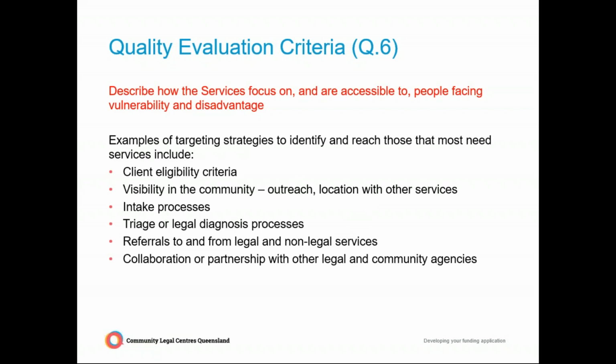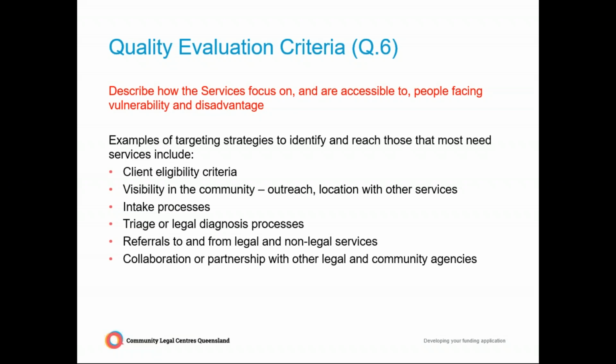So the sorts of examples of targeting strategies that you might want to think about is how you use client eligibility criteria to determine who gets a service, when and how. Whether visibility in the community is really important, so you need to be the go-to organisation in a particular location. So outreach or shop fronts or service models that increase visibility in the community, or not? Or do you need to be not visible because there are highly sensitive safety issues at play?